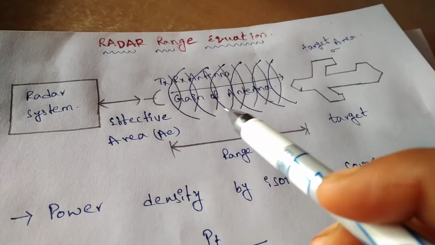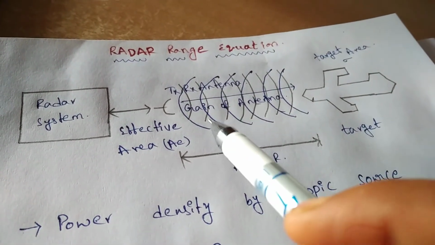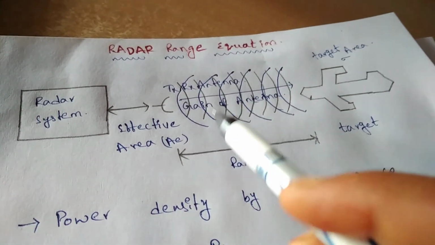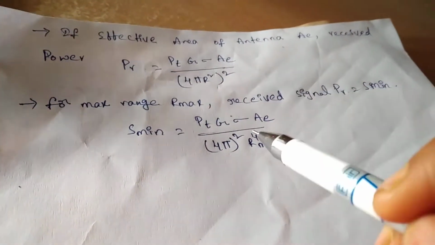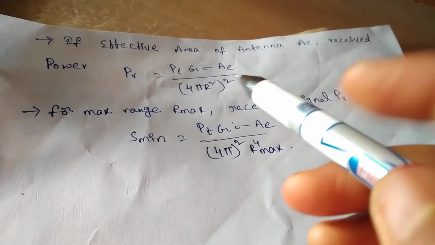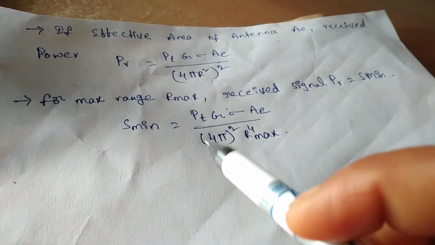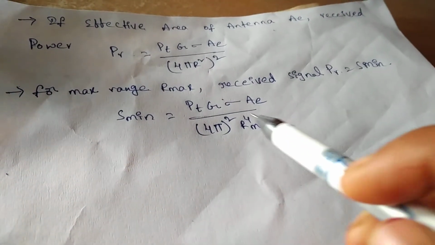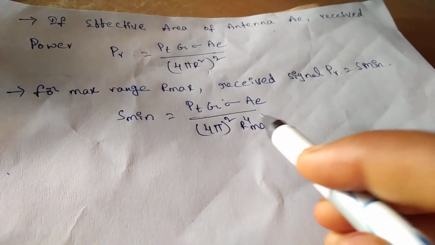For maximum range, R maximum, the received signal is the minimum detectable signal, and that will be PR equal to S minimum. So S minimum equals PTG sigma AE by 4 pi whole square, with R in the place of R maximum power 4.